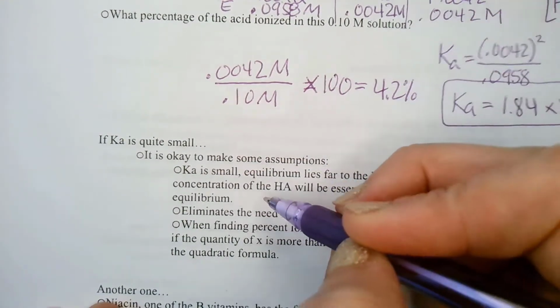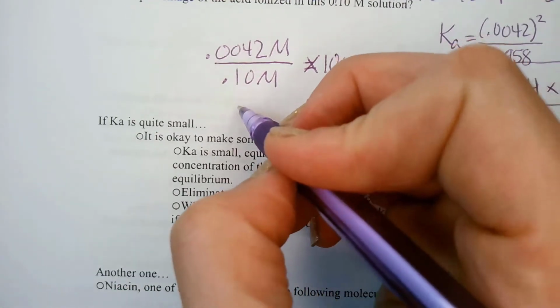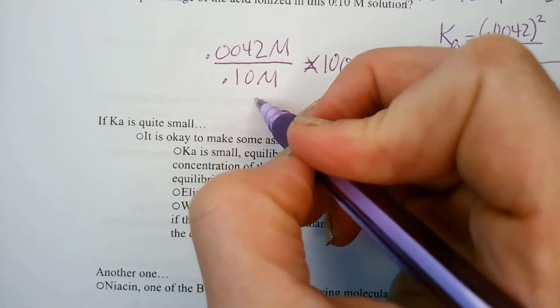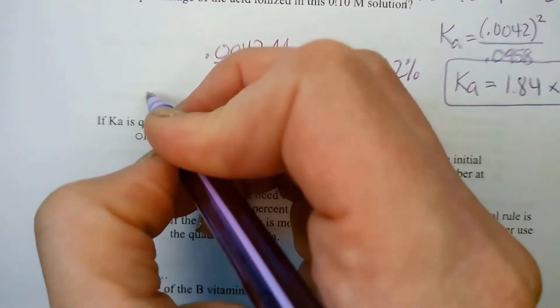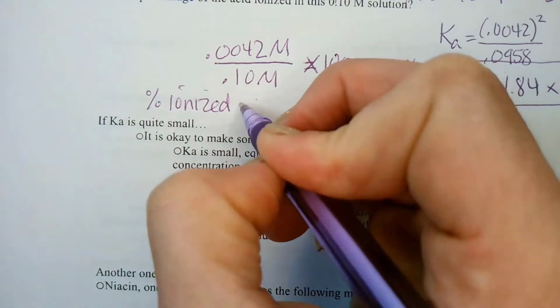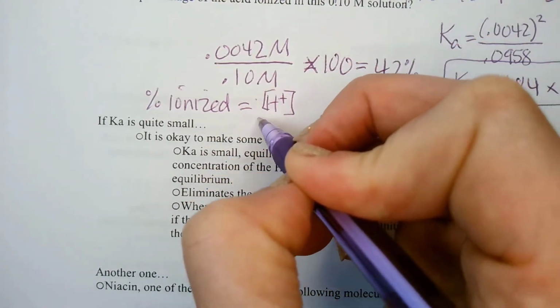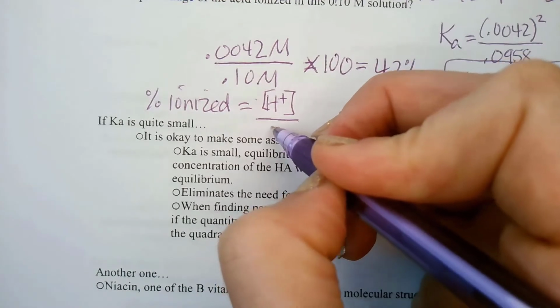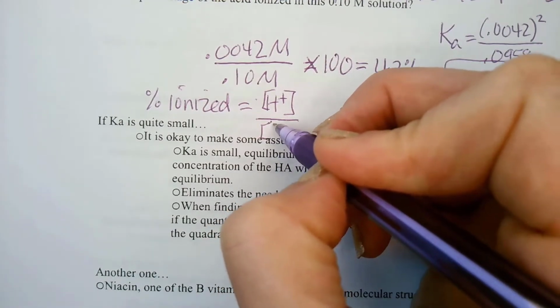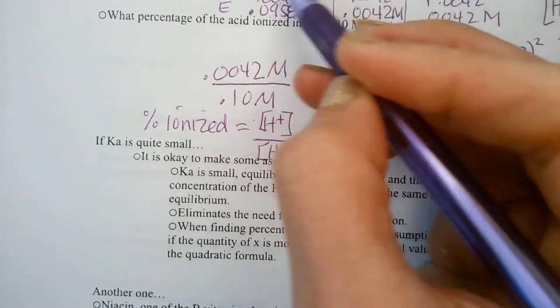And if we were to write this in a generalized format, we could take our percent ionized is equal to our H plus concentration over the concentration of our initial, we'll just use our generic HA for our initial acid.